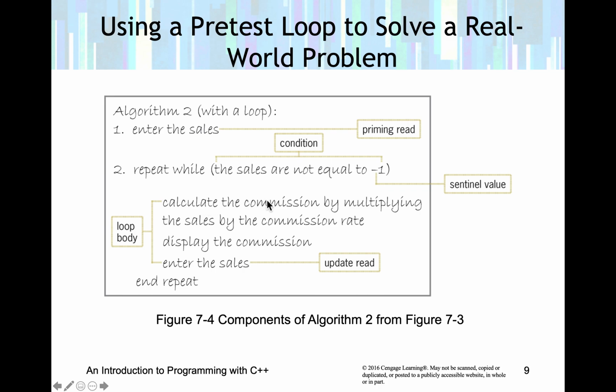Inside the loop, we calculate the commission, we display the commission, and then we have that updated read. We need to ask again for the sales amount, and the reason we do that is because from here, it goes back up to this line. It doesn't go back up here. So from here, it goes back to check, and it will keep doing this until this is false. Once this is not true, then it's going to exit the loop.